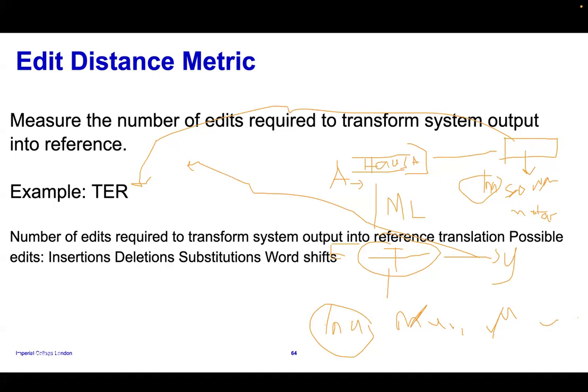One edit. So the more edits we have, the worse the system is, right? But the lower the number of edits we have, the better the system is. Is that correct? Yes, it's correct. So here we can see the number of edits required to transform system output into reference. The possible edits can be insertion, deletion, or substitution. So here we can do a deletion. This is an example of that.